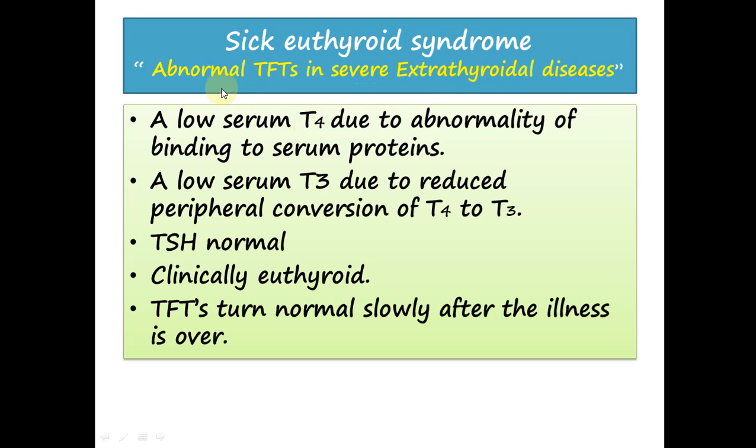So sick euthyroid syndrome describes abnormal thyroid function tests in extrathyroidal diseases, and it is characterized mostly by low serum T4, and this will be due to an abnormality of the binding serum proteins like thyroglobulin, albumin and prealbumin. Sometimes we may get low T3, triiodothyronine, concentration, mostly due to extrathyroidal diseases. It is caused by the reduced peripheral conversion of T4 to T3. We know that T4 is ultimately converted to T3, which is the active hormone. In these situations, the TSH level is usually normal. The patient is clinically euthyroid, and when the extrathyroidal disease is over, the thyroid function tests turn normal.